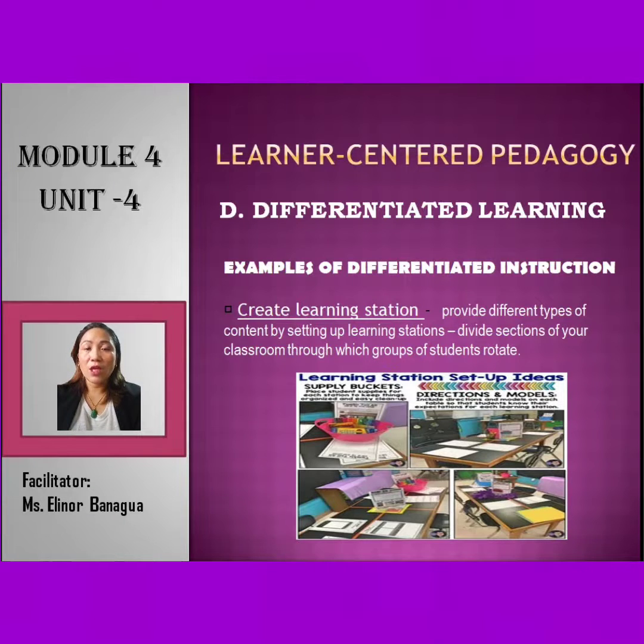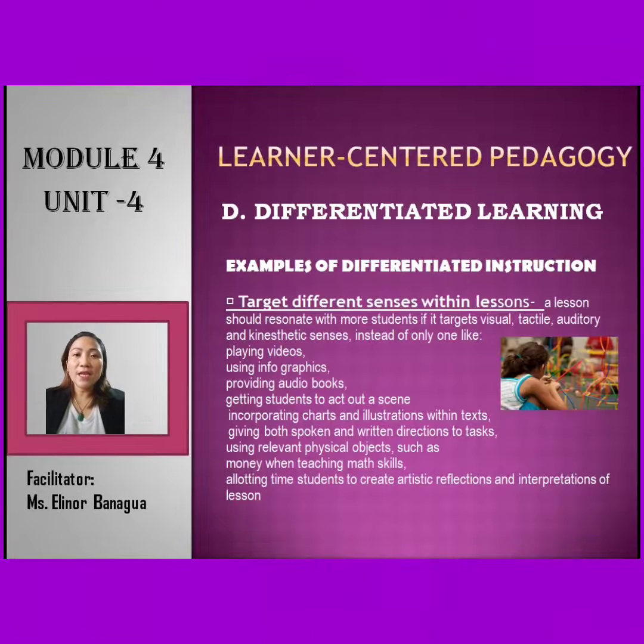Create learning stations. It provides different types of content by setting up learning stations. Divide sections of your classroom through which groups of students rotate. You can facilitate this with a flexible seating plan. Each station should use a unique method of teaching a skill or concept related to your lesson. For example, students can rotate between stations that involve watching a video, creating artwork, reading an article, completing puzzles, and listening to your teacher.